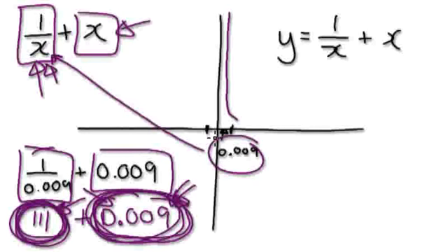Now let's choose when x is negatively small. So we are looking at this value here when x is around here.